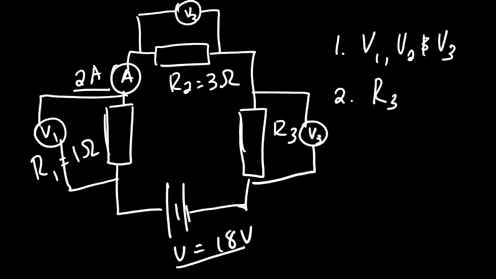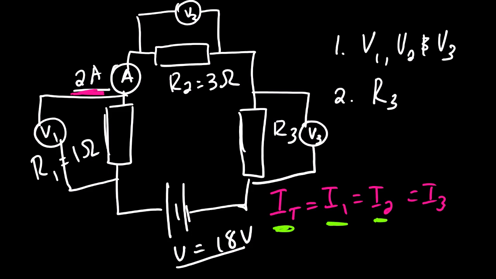Now there is a question: is this ammeter reading the total current or the current through R1 or R2? That's the question. Now remember, as long as we have series connection only, you must know that I total is equals to I1 equals to I2 equals to I3. So even if this current is measuring the current of R1 or R2, the very same current is equals to I total. So basically we have the total current of the circuit.